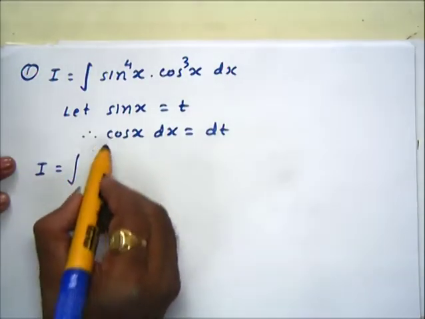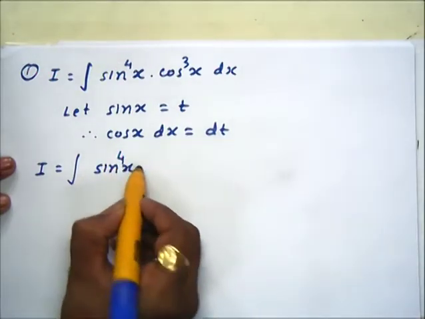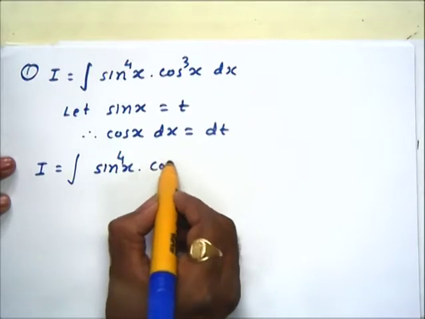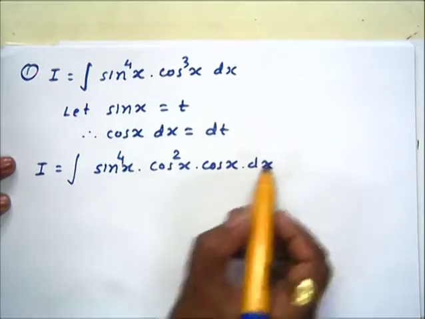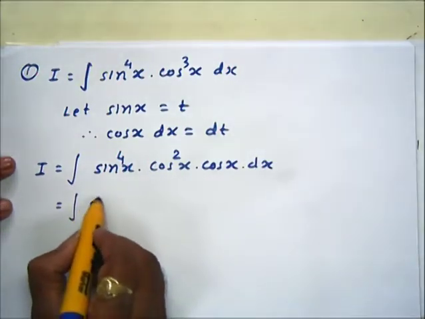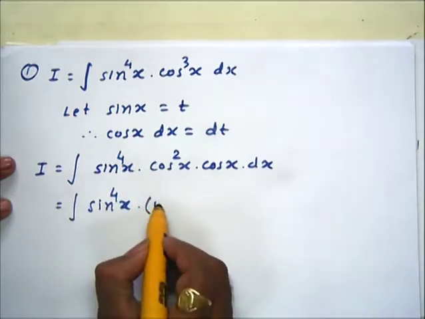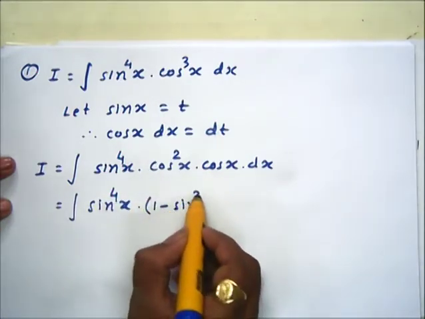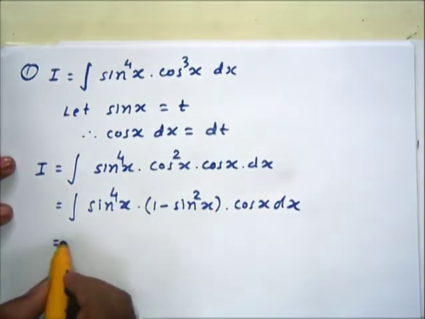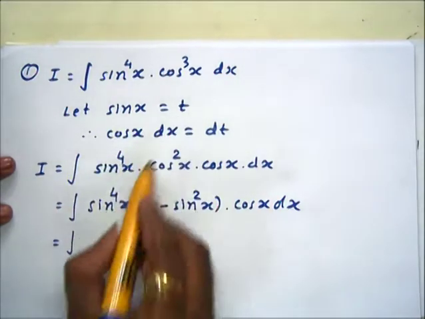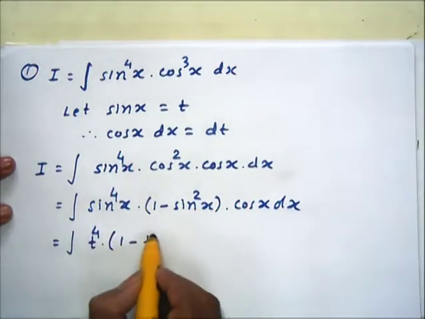Now see here, this is sin raised to 4x into cos cube x. We will write cos square x into cos x dx. Again, sin raised to 4x stays the same. In place of cos square x, we will write 1 minus sin square x into cos x dx. Now substitute sin x equal to t. So this is t raised to 4 into 1 minus t square.